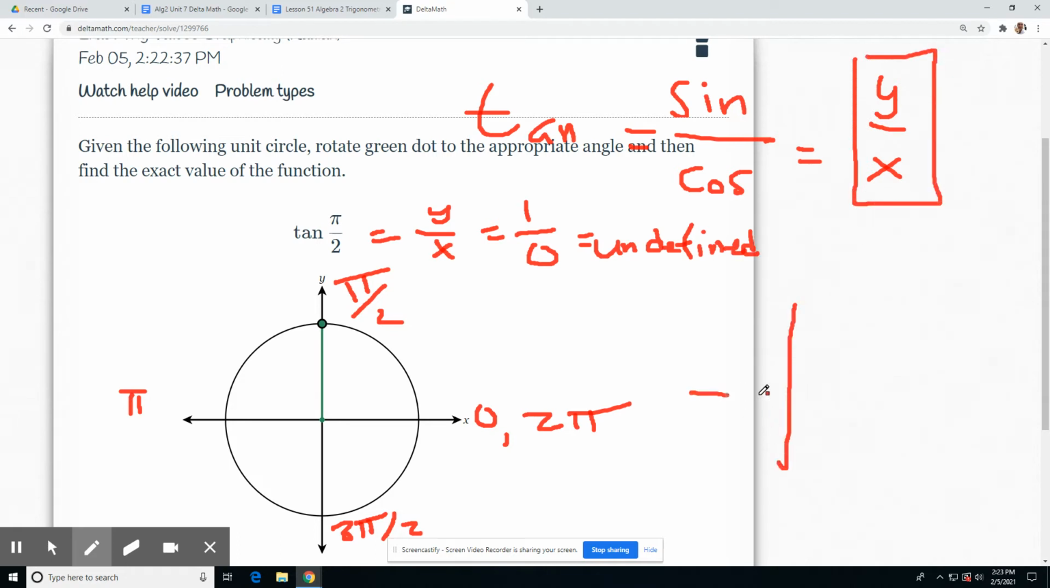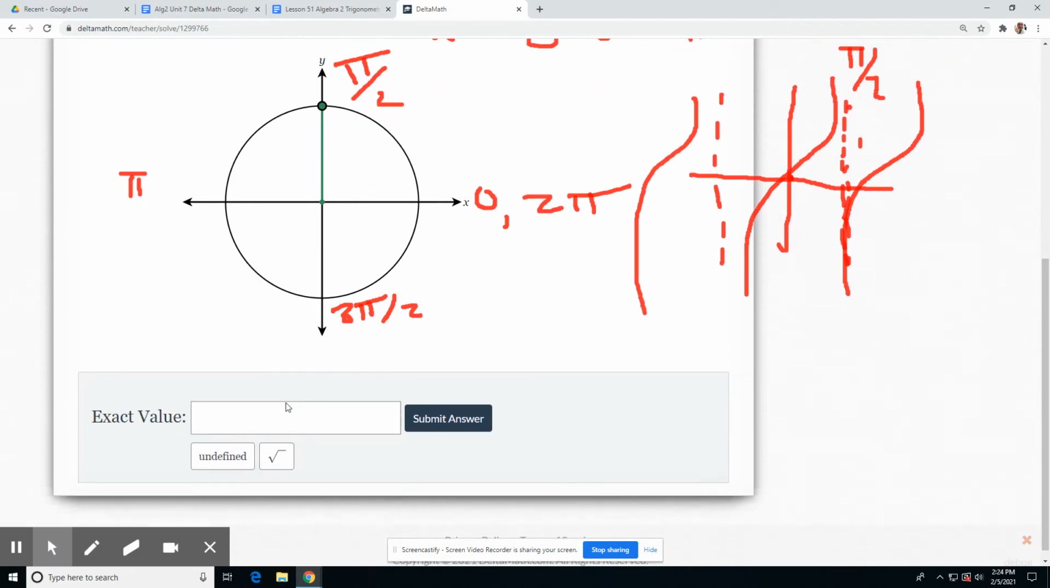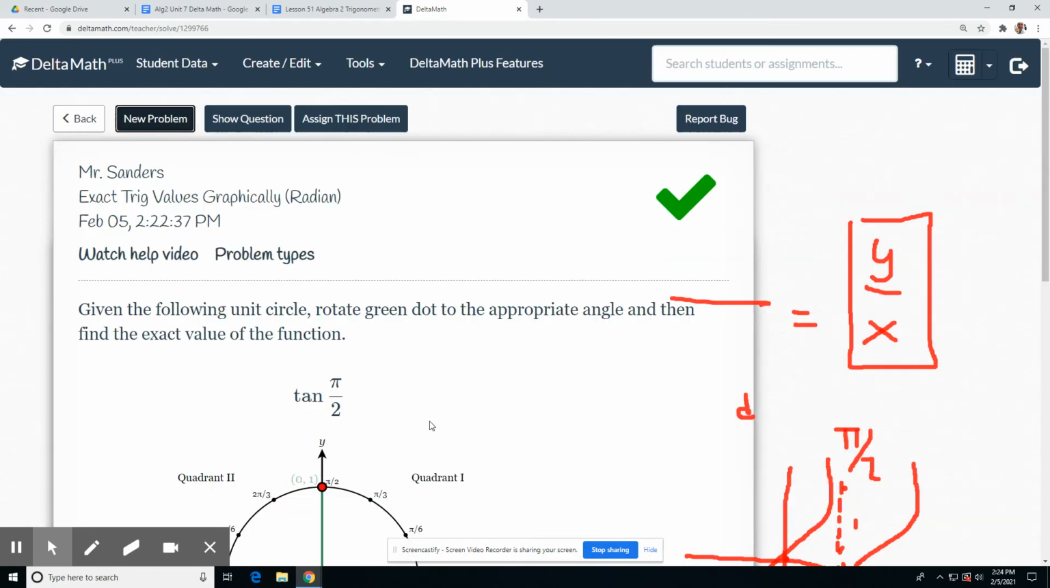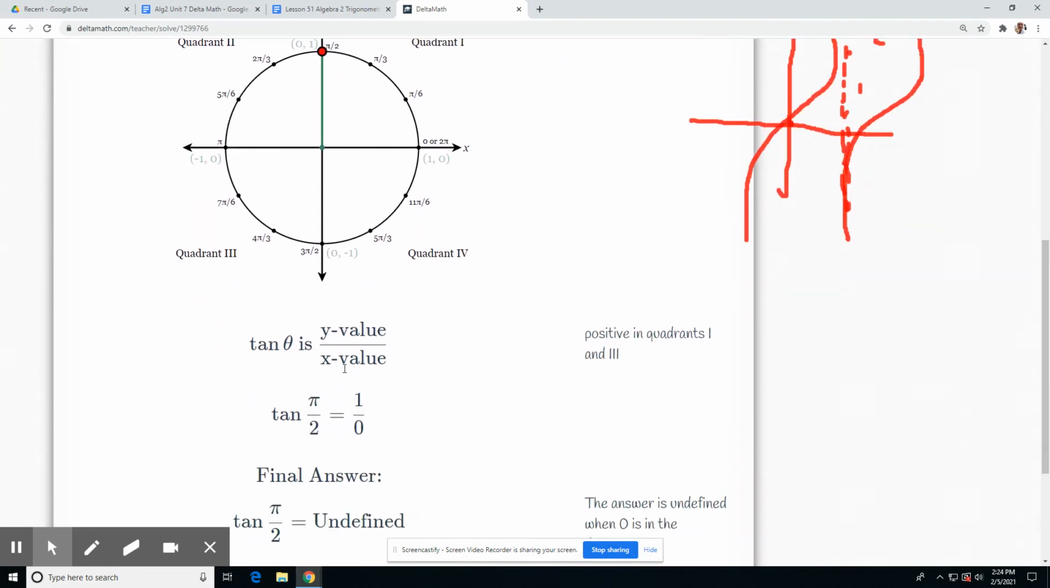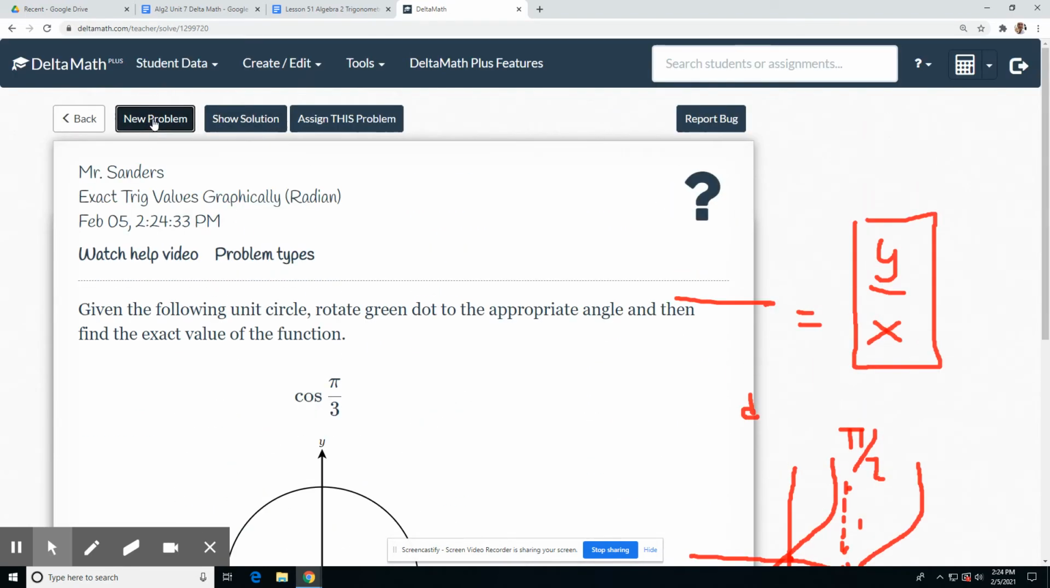I like thinking about the actual graph of it. So this is what I have memorized for the actual graph. Tangent does this kind of action. Right here, this is at pi over 2. This is an asymptote I tried to draw. So there is no value at pi over 2. It is undefined. Okay, so both ways I think are helpful. Yep, y over x. 1 over 0, yep. So everything's the same there. Next one, see if it's any different.